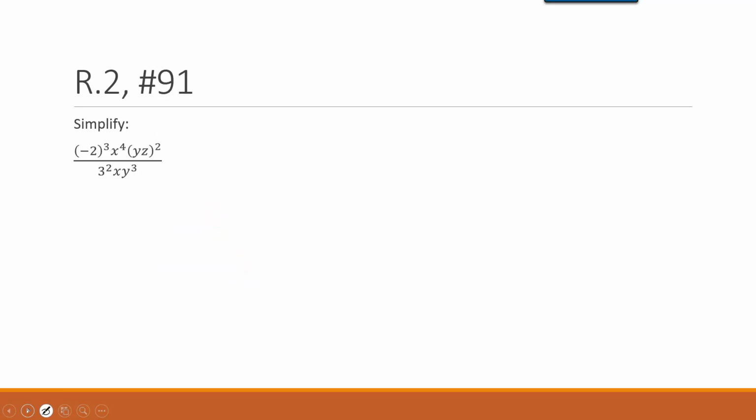Okay. Number 91 in R.2. We have this expression here. So if you need to rewrite it down, you can pause the video. That we need to simplify. Okay, so let's start off by simplifying negative 2 to the third power. Since the negative 2 is in parentheses, that means negative 2 times negative 2 times negative 2. And negative 2 times negative 2 times negative 2 is negative 8.